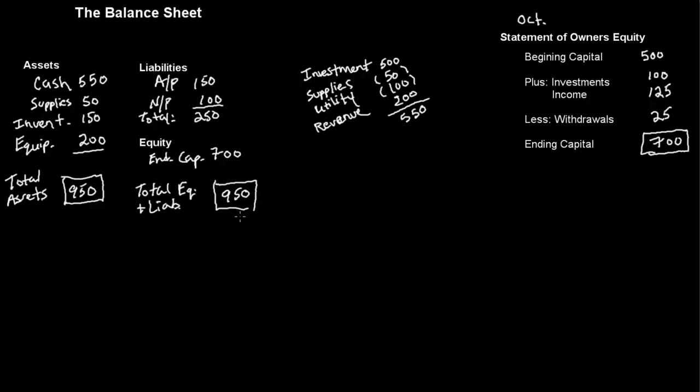So that's a quick example of a balance sheet, and also where I got the numbers from. Like I said, this was a summary of the cash account, and that 550 is where we got this 550 number right here. And as far as the equity portion of the balance sheet, we used the ending capital number, which we got from the statement of owner's equity.